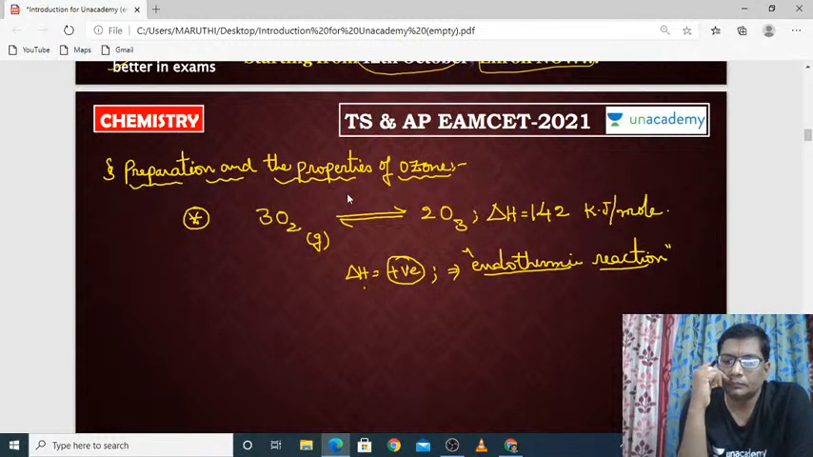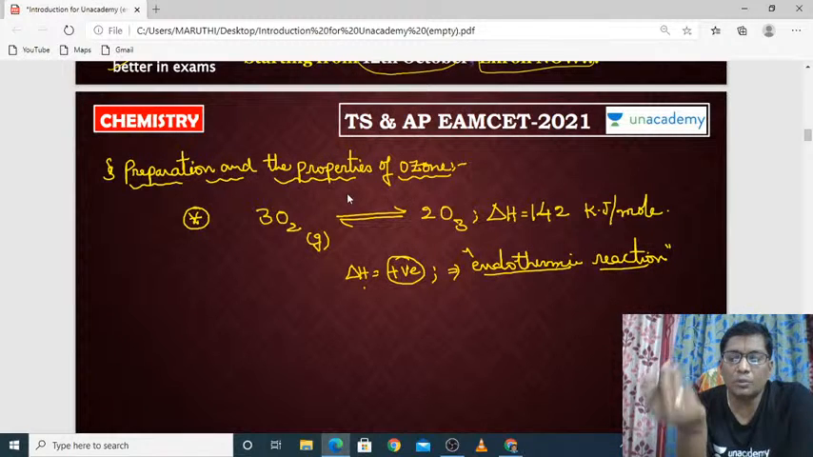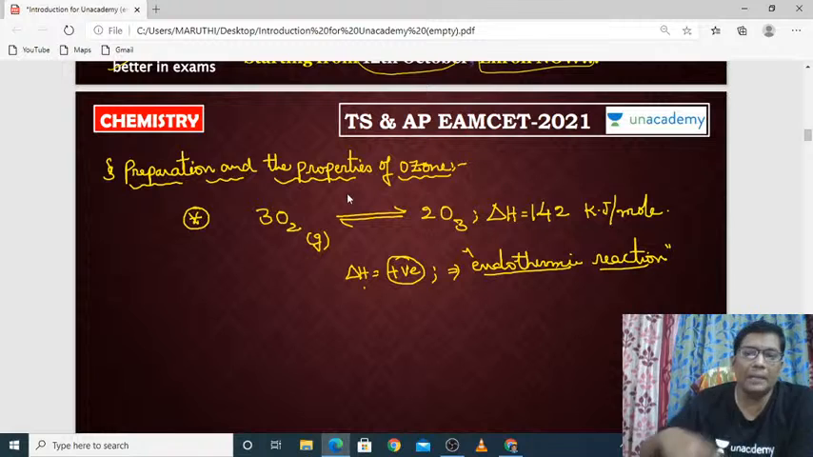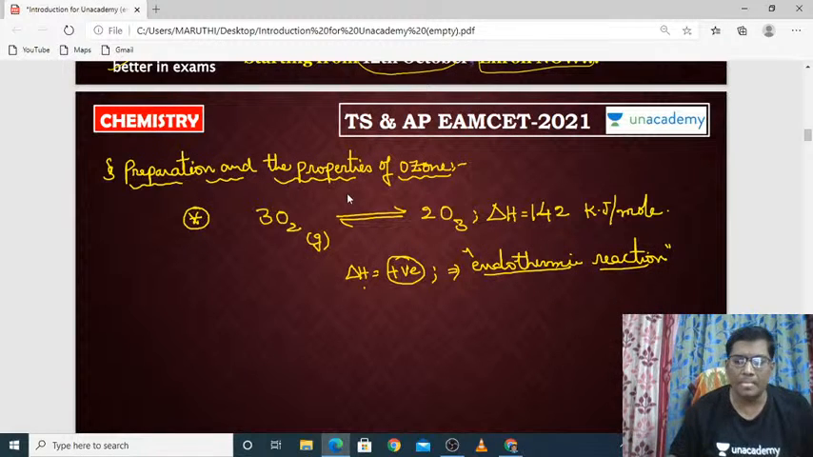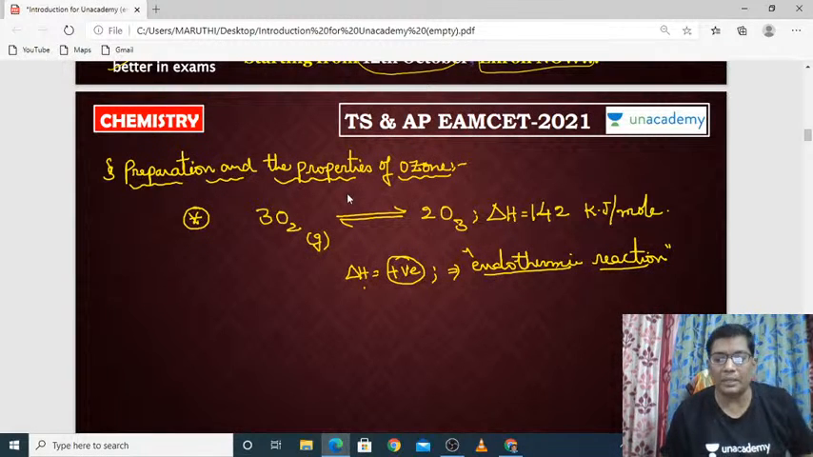See, one important thing is that ozone is thermodynamically highly unstable. So it immediately wants to convert to oxygen; it is very enthusiastic to convert into oxygen. So ozone immediately converts to oxygen because it is highly unstable. But once the ozone converts to oxygen, it liberates a large amount of heat energy. So it is an exothermic reaction.